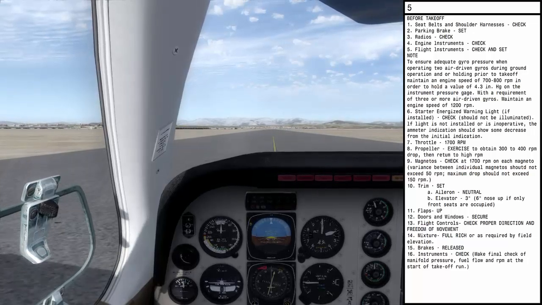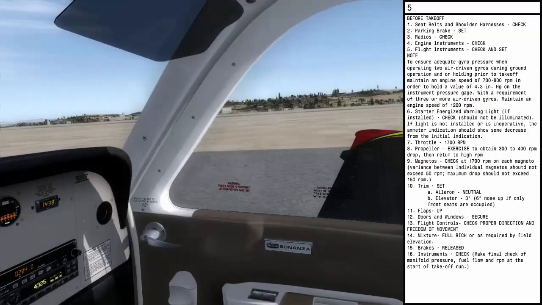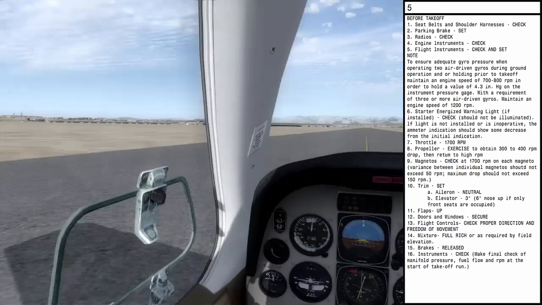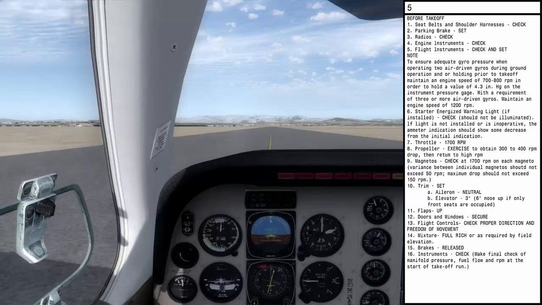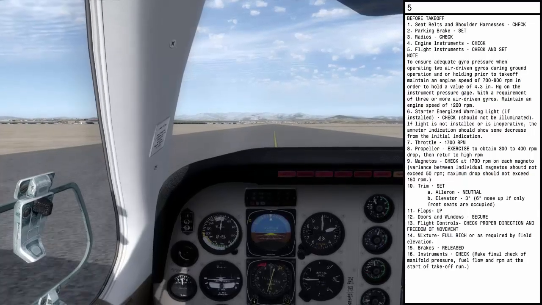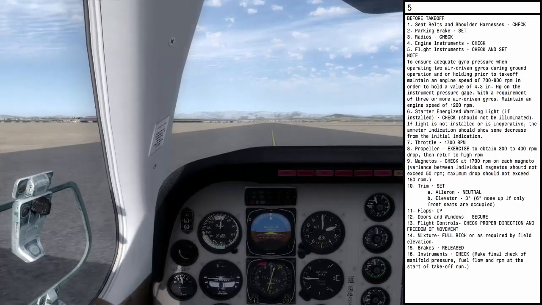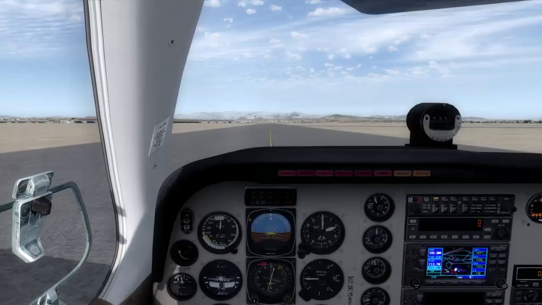Okay, so taking a look again at the before takeoff checklist. Very important, we will have to set up the trim properly. That is, the elevator trim must be set to 3 degrees, or 6 degrees nose up if only front seats are occupied. And we'll also have to have our flaps properly configured, that is flaps up. Okay, doors and windows must be secure and closed. We'll have to check the flight controls again.